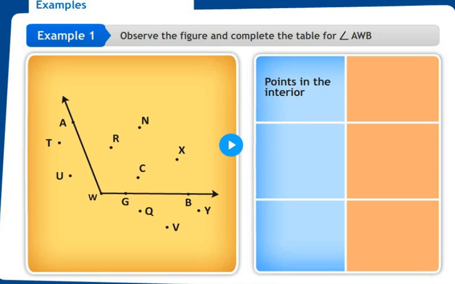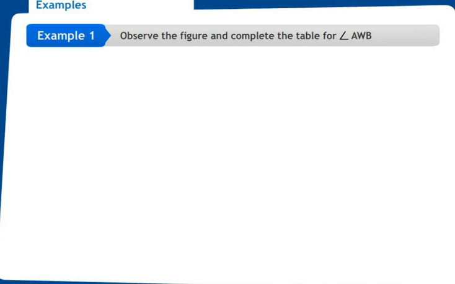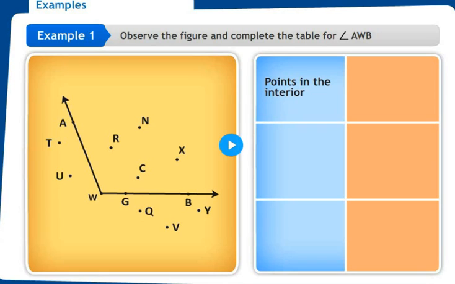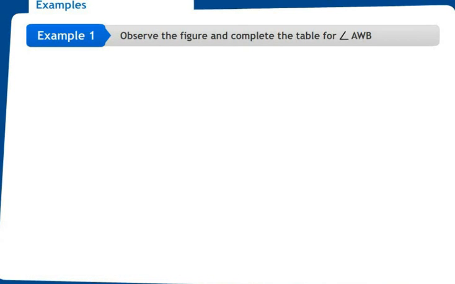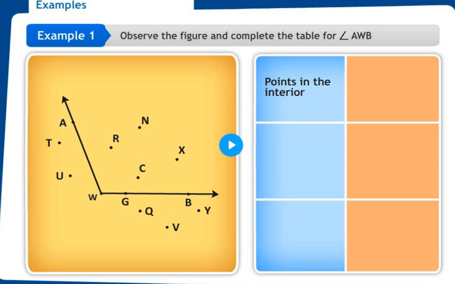As we have seen in the last class about interior and exterior of angles. Now you can see in the diagram given, we have an angle AWB, and you can see there are so many points around. Now what we are going to do is classify them as points in the interior, in the exterior and on the angle.